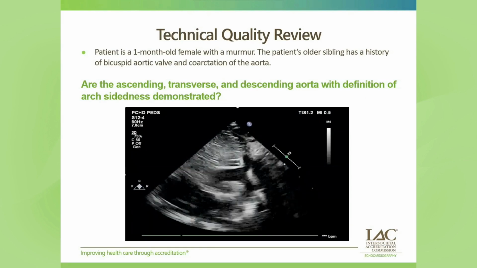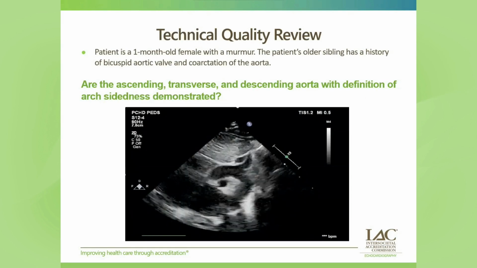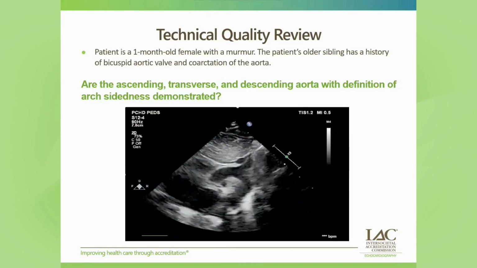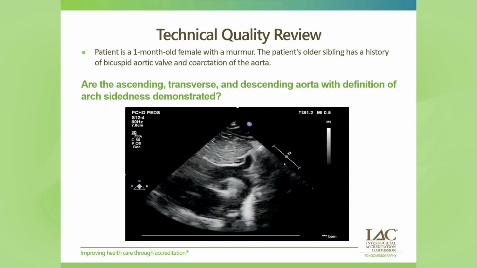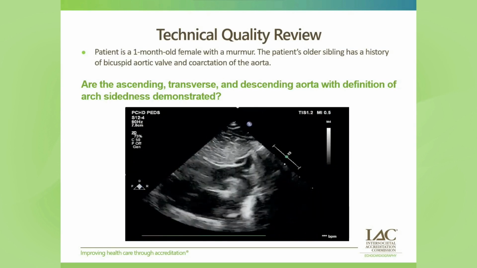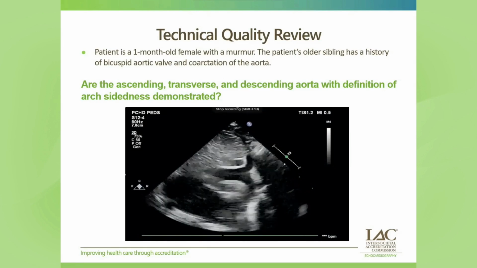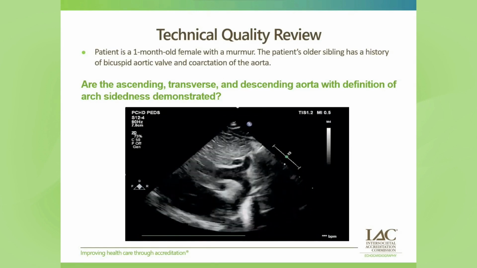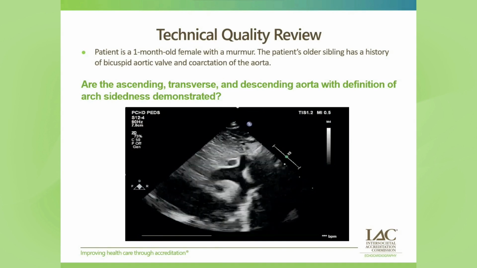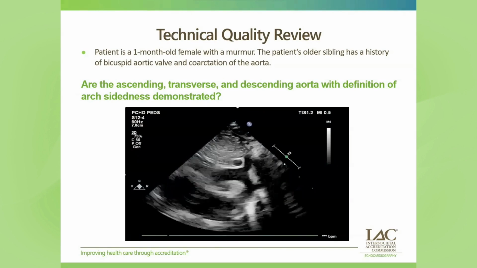All right, our next review question is for our pediatric facilities, but this will be a good refresher for some of our adult as well. This question is going to pop up on our pediatric QI tool. So the indication for the test, we have a patient who is a 1-month-old female that has a murmur. The patient's older sibling has a history of bicuspid aortic valve and coarctation of the aorta.